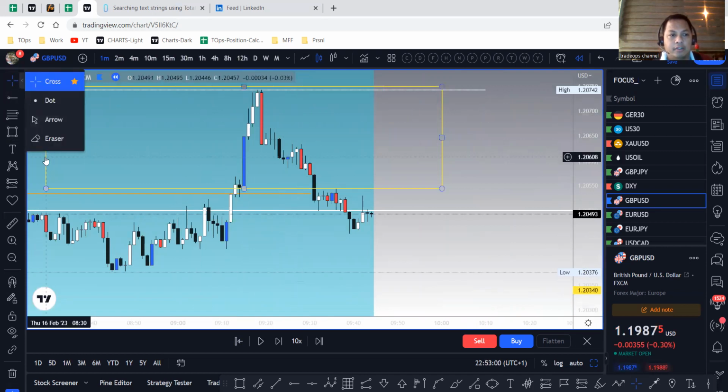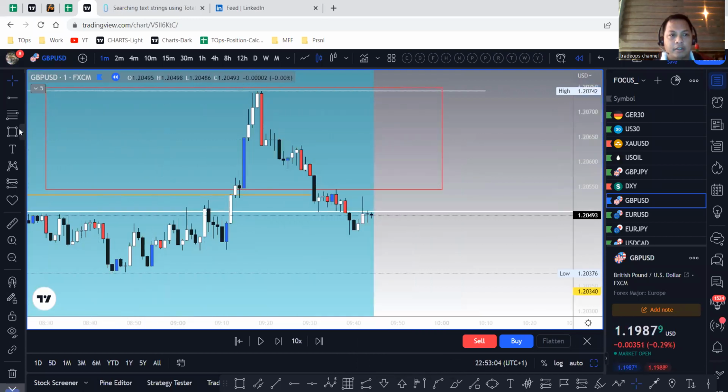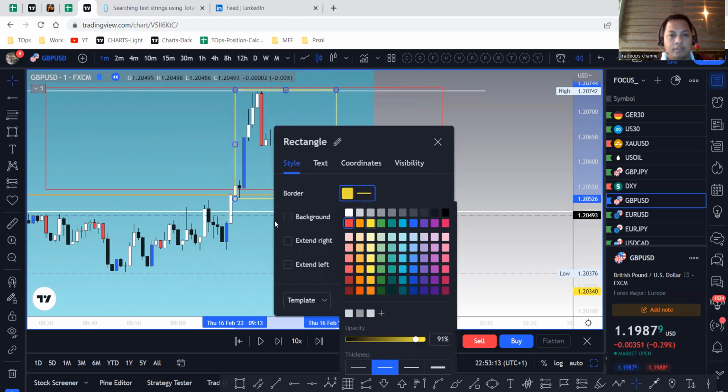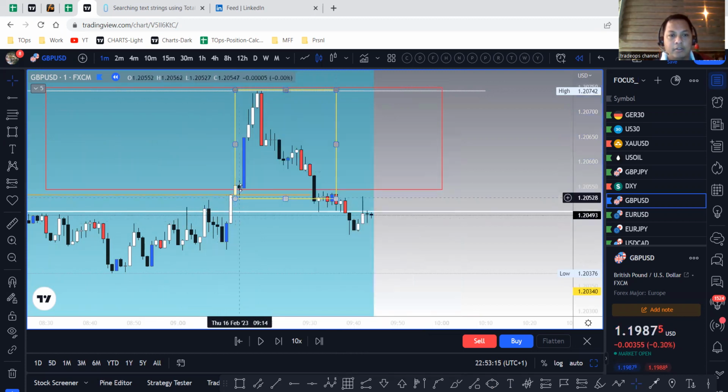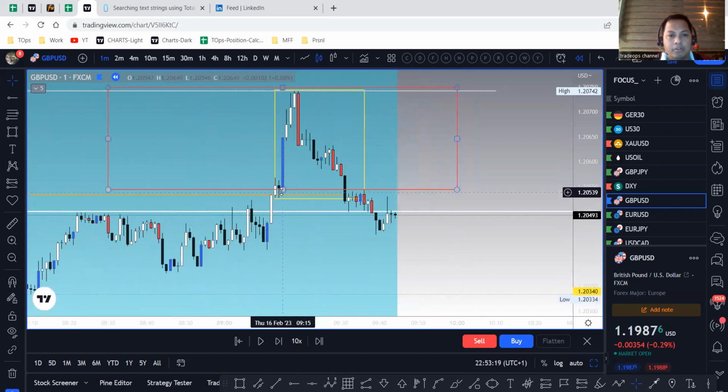Palitan ko lang yung color nito. Lagay ko red. So, gamitin ko ulit yung yellow. So, from this high to this low, ibabox ko ulit siya. Yellow. So, bakit dito? Kasi as you can see, nag-breakout. Tapos nag-post. Tapos, boom naman. So, this is the last leg of the up move.